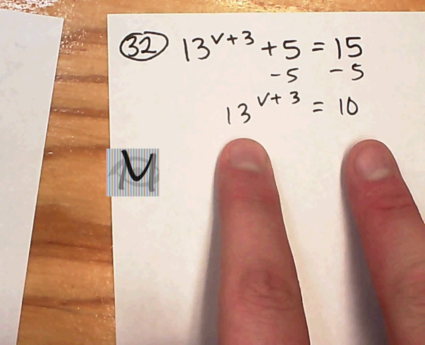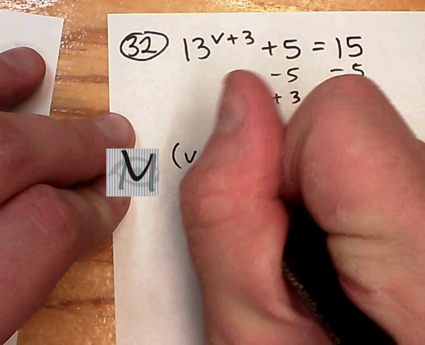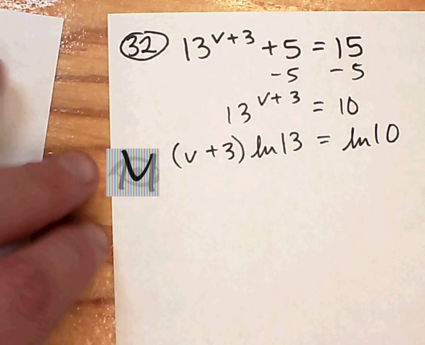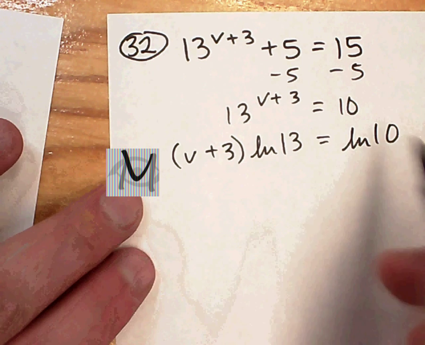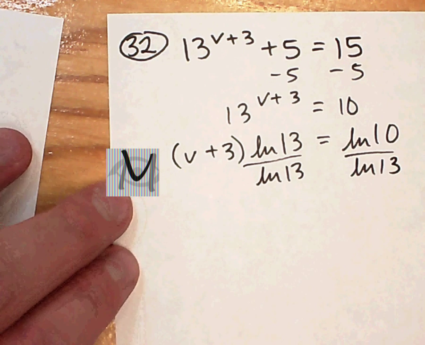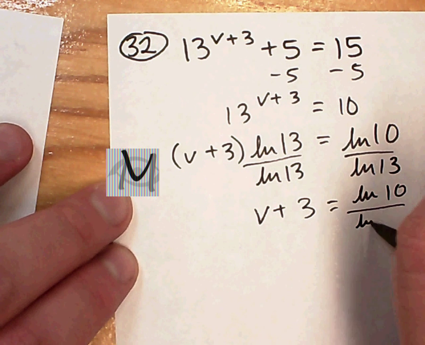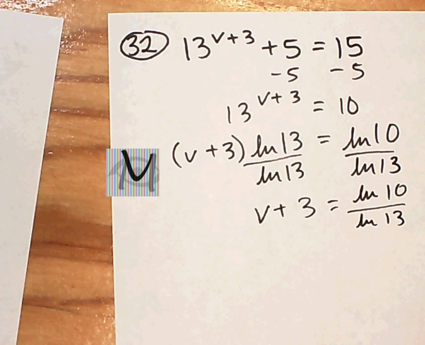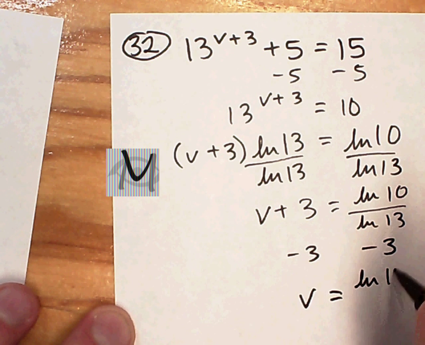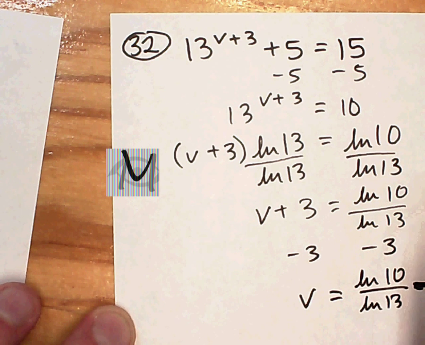Now that I have the base numbers by themselves on either side, I can go ahead and do my natural log. Because this is all grouped together, I'm going to group it together here as v plus 3 ln 13 is equal to ln 10. Let's go ahead and get rid of this ln from this side. So it leaves me with v plus 3 is equal to ln 10 over ln 13. Then subtract 3 from both sides. So my final answer here is ln 10 divided by ln 13, minus 3.